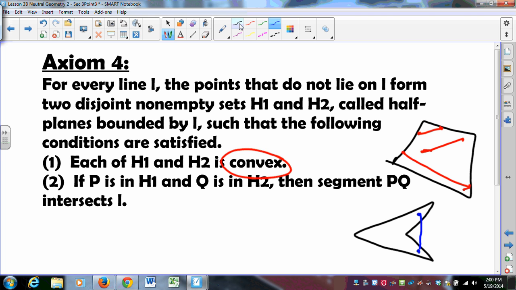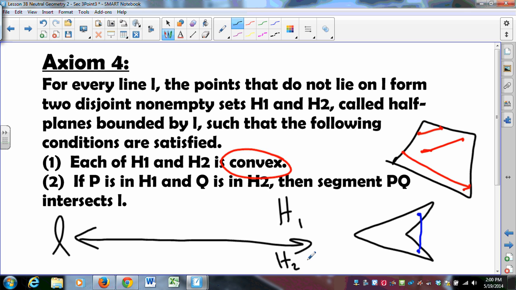This is not a surprising axiom. It's quite intuitive. I take some line. I've got H1 up here and H2 down there. Those are half planes. We imagine that the line divides infinity into 2 infinitely big half planes. If I have some point P in half plane 1 and some point Q in half plane 2, then the segment between them must intersect line L. Must.